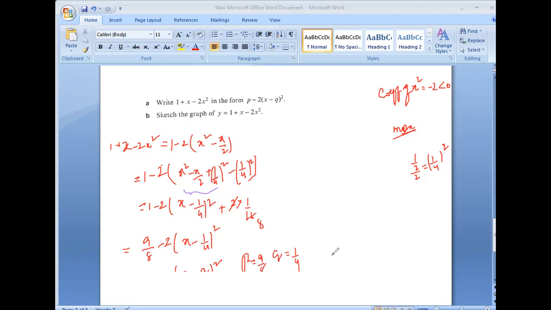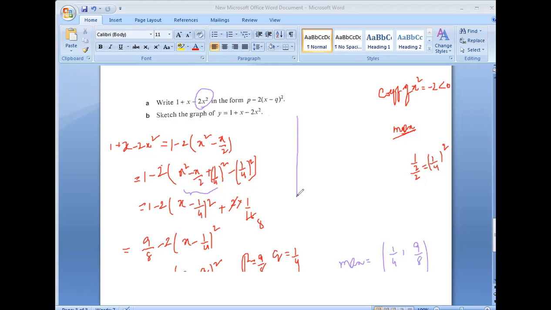So what is the maximum point over here? Already I told you the coefficient of x square is negative, so the maximum point will be here. Why? Because generally, as I just told you, a into (x minus p) whole square plus q. So the maximum point is 1 by 4 comma 9 by 8.